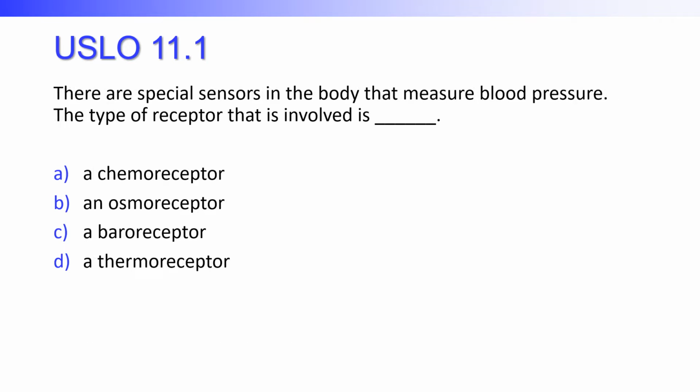There are special sensors in the body, specifically in the blood vessels, that measure blood pressure. The type of receptor that is involved is a chemoreceptor, an osmoreceptor, a baroreceptor, or a thermoreceptor. And hopefully you said a baroreceptor. Baroreceptors are special types of mechanoreceptors that can sense pressure changes.